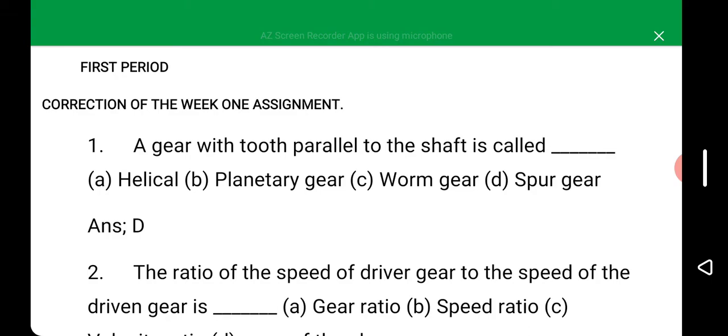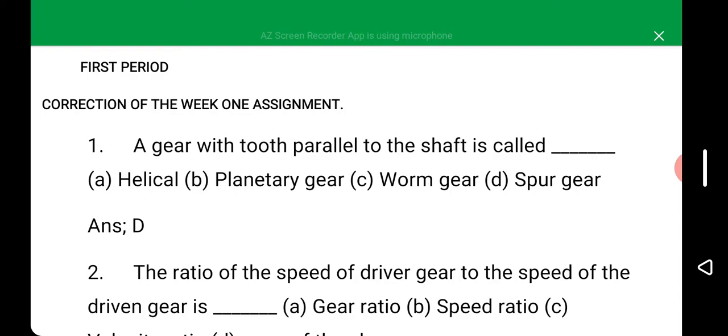My dear students, as we all know, this is week 3. Before we start the class, we use our first period to go through the correction of the week 1 assignment. This is the question on the screen. Let's first look at the objective questions before we move to the calculation. As usual, get ready all your learning materials, your notebook, your biro, and your pencil to jot something down.